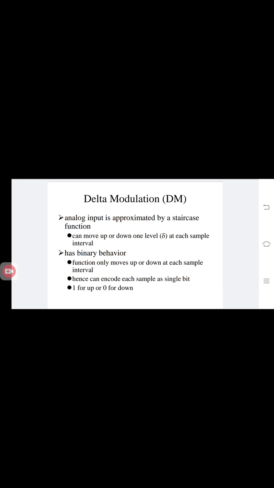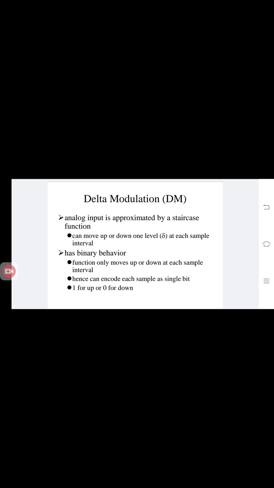Next we have another technique, that is delta modulation. This is another technique that is used for analog to digital conversion. By using a staircase function, the analog input is approximated, or encoded into a digital signal. This staircase function can move up or down one level at each sample interval.